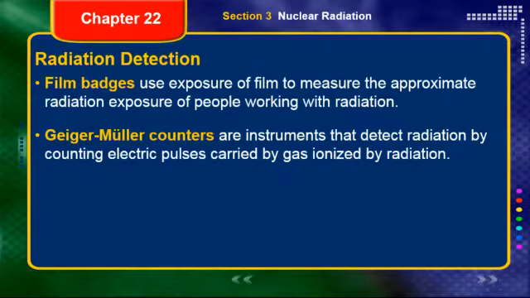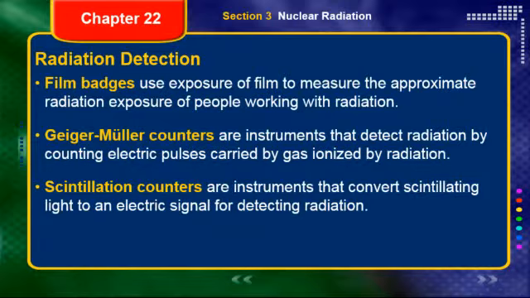We have Geiger counters. They're instruments that detect radiation by counting electric pulses carried by gas ionized by radiation. Remember that radiation, free energy, has the potential to ionize different elements or molecules. Well, the gas in the air, in the atmosphere, is elements and molecules. So if that gas is ionized, that ionization is going to have a certain amount of electric pulse associated with it, and the Geiger counter measures or detects those electric pulses. We have the scintillation counters.